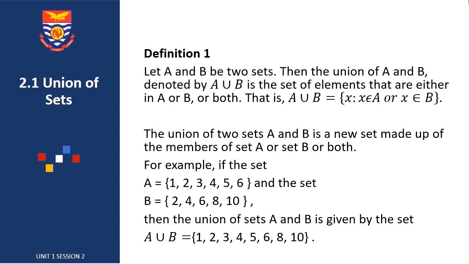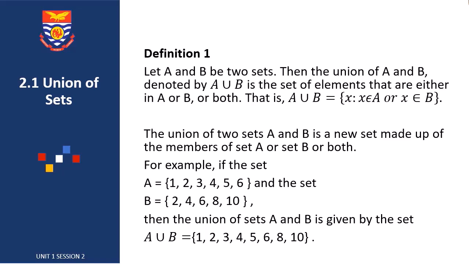Let's look at definition 1. Let A and B be 2 sets. Then the union of set A and set B, denoted by A union B, is the set of elements that are either in A or B or both. That is, A union B is equal to the set of X such that X is a member of A or X is a member of B.